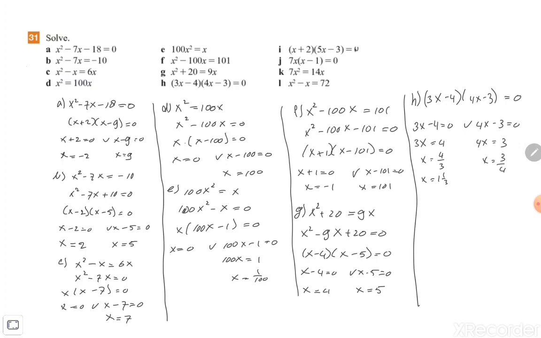Then I. There needs to be a 0 there. So exactly the same as H. (x + 2) multiplied by (5x - 3) is equal to 0. So we can solve it immediately. x + 2 is 0, or 5x - 3 is 0. So you get x is -2, or 5x is equal to 3. So x is 3/5. There you go.